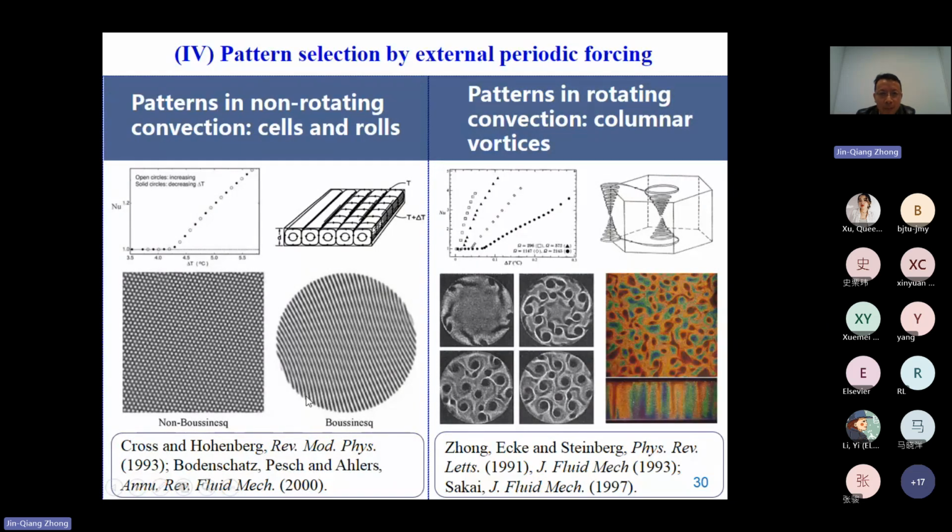Experimental effort has been made to study pattern selection in non-rotating convection through external forcing. Very little work has been done on modulating flow patterns consisting of vortices. In this sense, our experiment is an interesting attempt, and we hope it can inspire future studies.